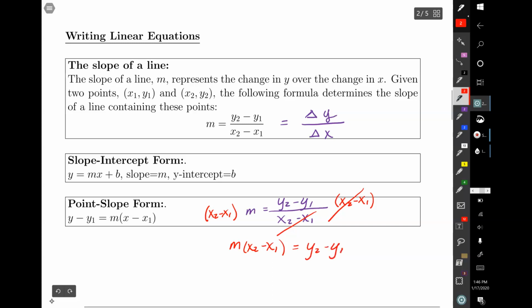And we take the subscripts off the second x and the second y, so that we just have it as a generic form that we can use as a formula, so to speak. And if you were then to distribute the m and simplify, you would solve for y, which would give you the y equals mx plus b form. So we'll be doing that in these examples.